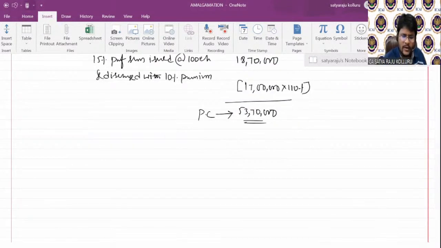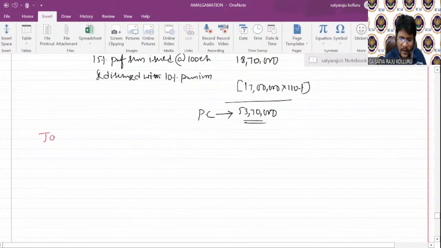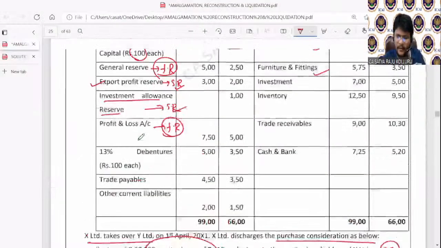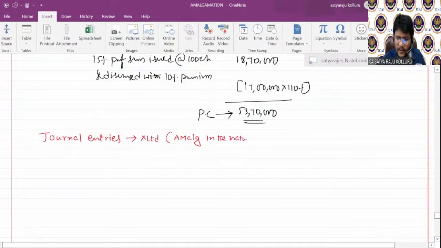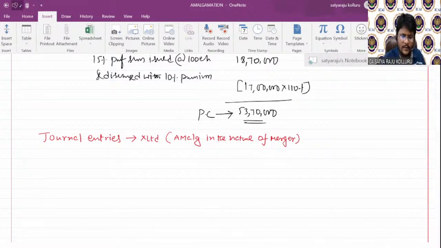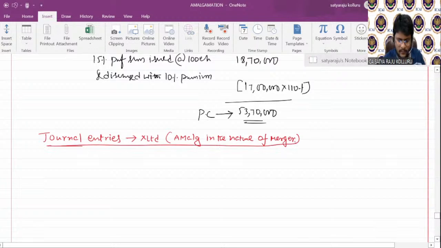Okay. Now coming to the journal entries, guys. Next, we are going to pass journal entries. In which company's books am I passing the journal entries? In the purchasing company, Excel Limited's books. So what is my assumption? The amalgamation is an amalgamation in the nature of merger. Am I right?